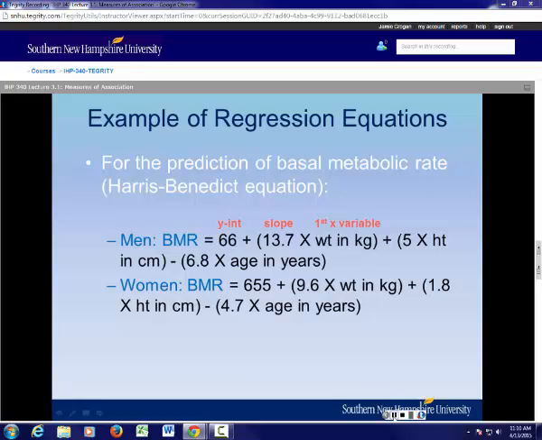And so just by looking at the numbers in this equation, you can pick out the slope for each x variable, you can pick out the y-intercept, and you can see if these slopes are positive slopes or negative slopes.